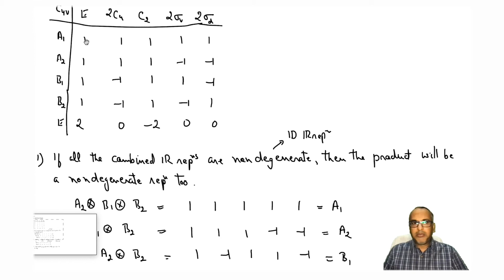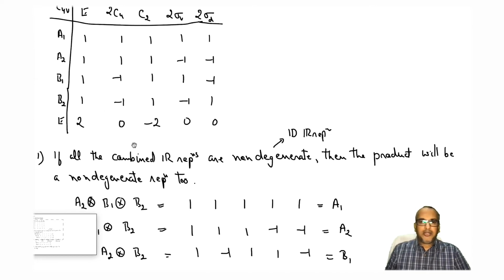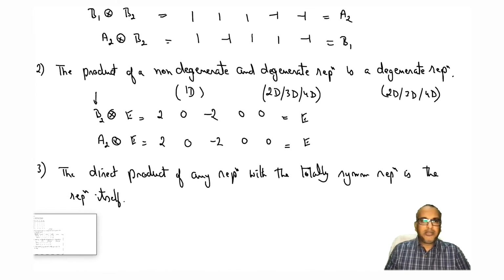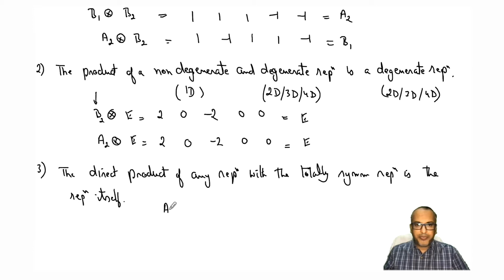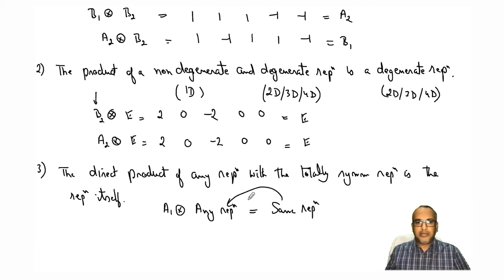That is very simple to see, because let's say if you are multiplying A2 into A1, all the characters are multiplied by 1, so that is not going to change anything. So A2 into A1 will give you A2, B1 into A1 will give you B1, B2 into A1 will give you B2, E into A1 will give you E, and so on and so forth, right? So that is very, very easy to see. So let me just write down this. A1 into any representation is equal to the same representation. So this is also very simple to see.